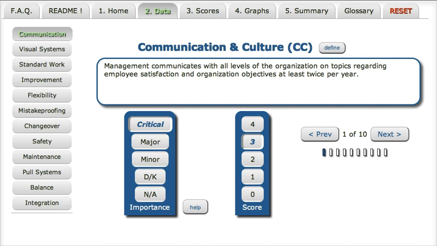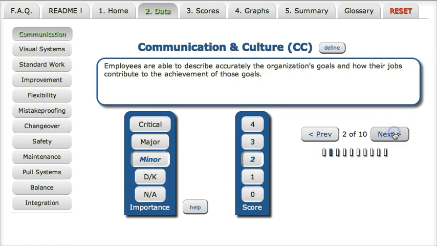The other response is our performance score on a scale of 0 to 4 as defined in the instructions. To advance to the next best practice in the category, we simply click on Next. The progress bar below it shows us where we are.